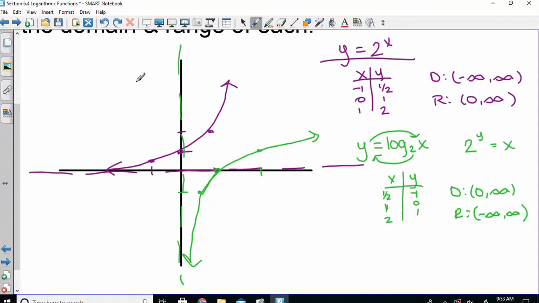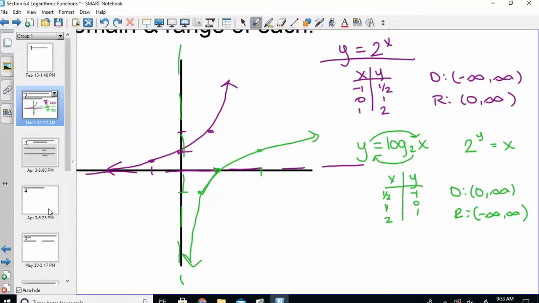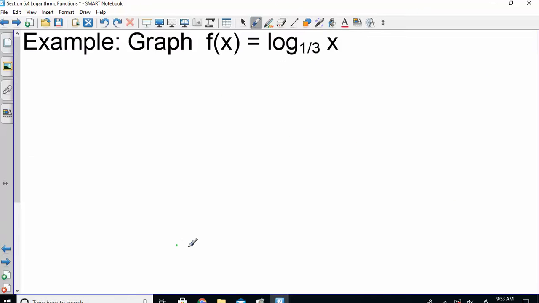Have you done what they need here? So let's say I ask you to graph this. Super sticky on my table.